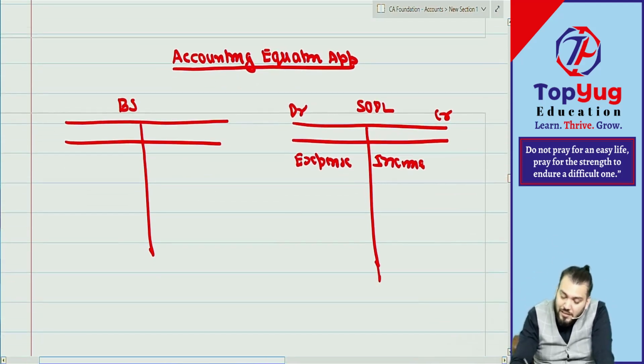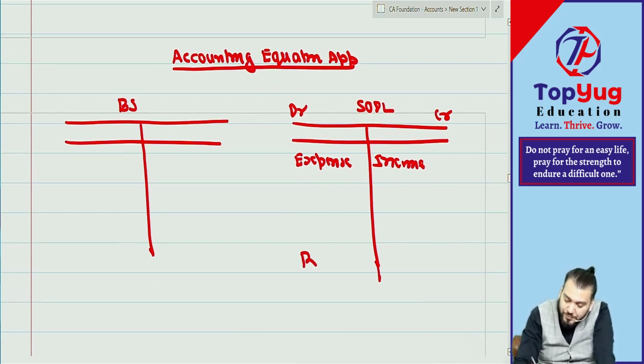Now, income minus expense is what? If income is more than expense, we call it profit. Correct?